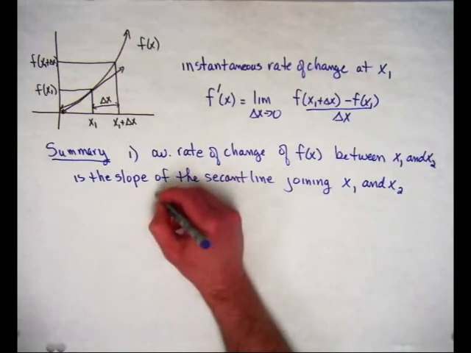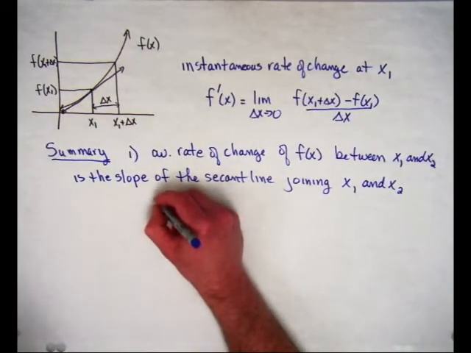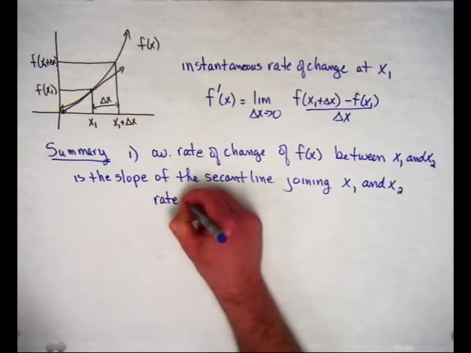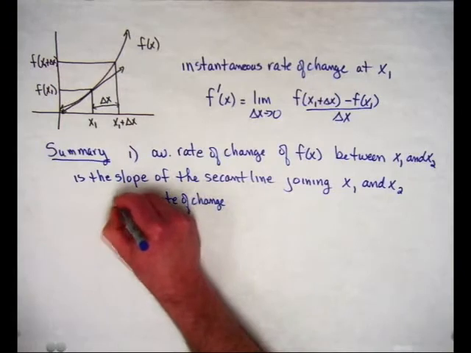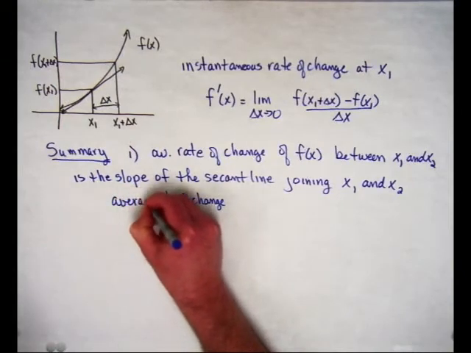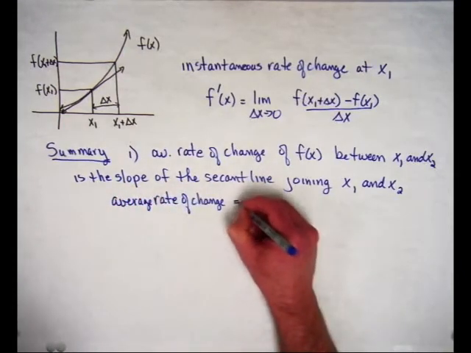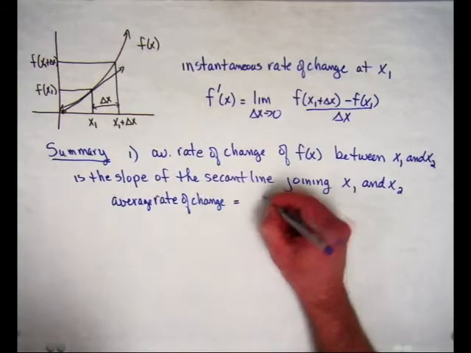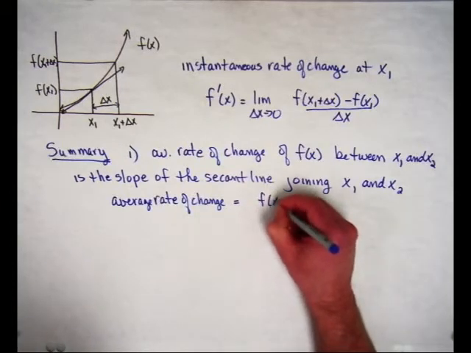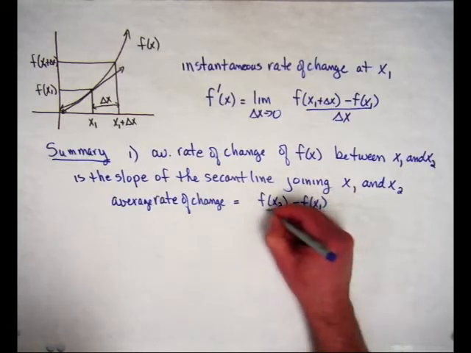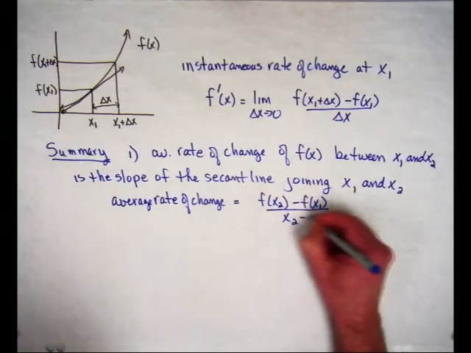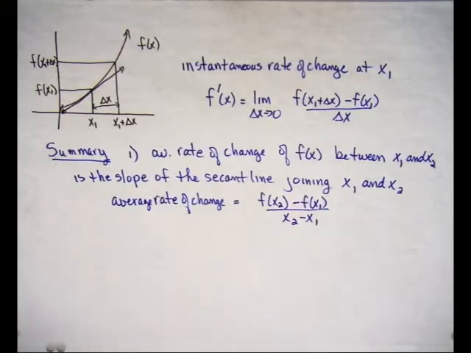So the average rate of change, we would write like this. We would say average rate of change is just equal to the function at x2 minus the function at x1 all over x2 minus x1. So that would be the average rate of change.